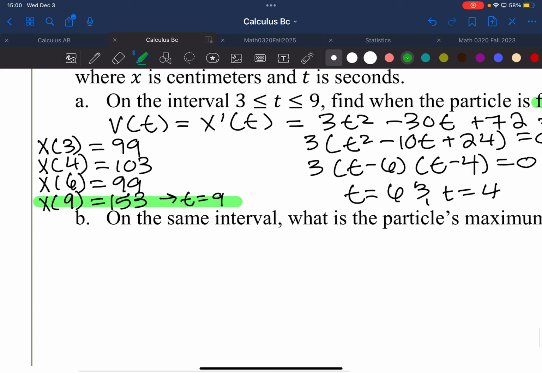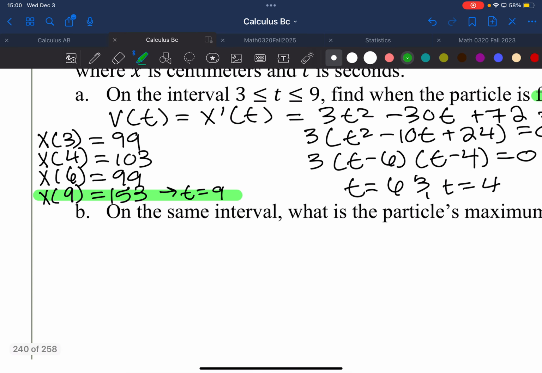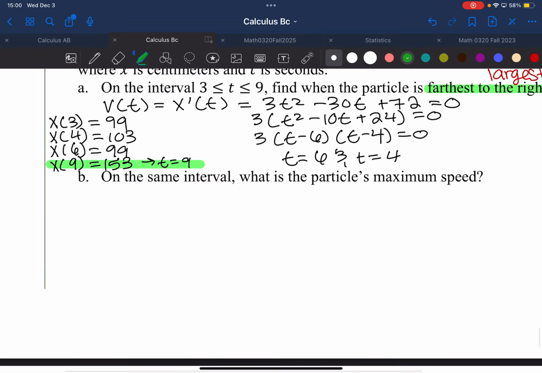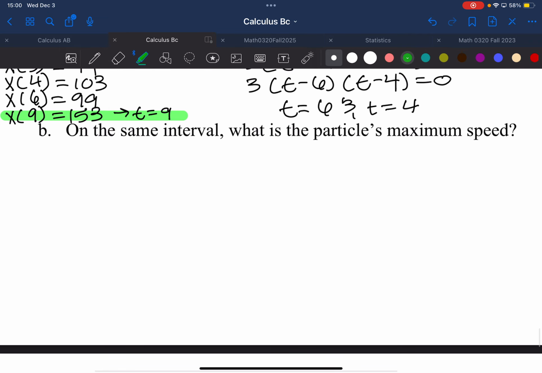Okay. And then the next part here says on the same interval, so we're still using t between 3 and 9, what is the particle's maximum speed? Okay, so before we can establish this, we need to find acceleration. Okay, because acceleration is going to give us our inflection point to check. We will check our inflection point and we will check our two endpoints.